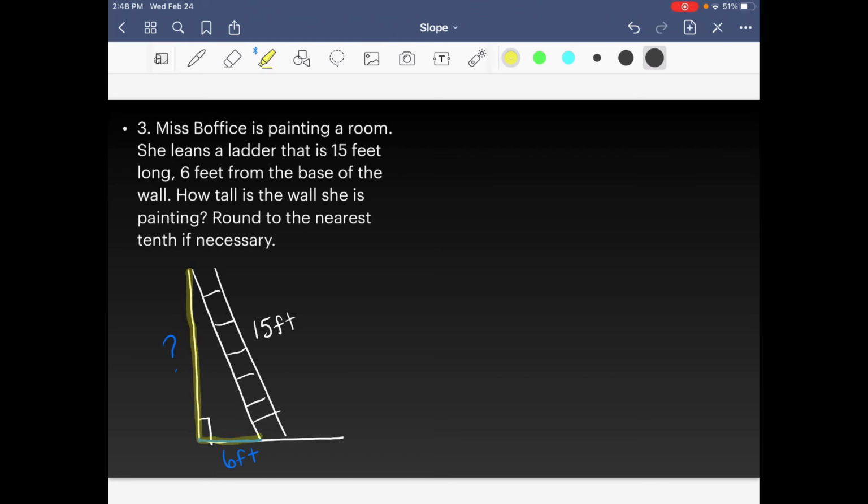Now we know we're missing one of our legs. So we have our hypotenuse, which is 15, and we have 6, which is one of our legs. We're first going to write a squared plus b squared equals c squared. We can plug 6 in for a or b, it doesn't matter. Let's go ahead and leave a as our variable, 6 as our b, and 15 has to be our c since it's our hypotenuse. It's across from our right angle.